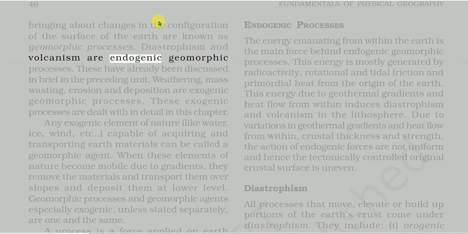Diastrophism and volcanism are endogenic geomorphic processes. These have already been discussed in brief in the preceding unit. Weathering, mass wasting, erosion and deposition are exogenic geomorphic processes. These exogenic processes are dealt with in detail in this chapter.